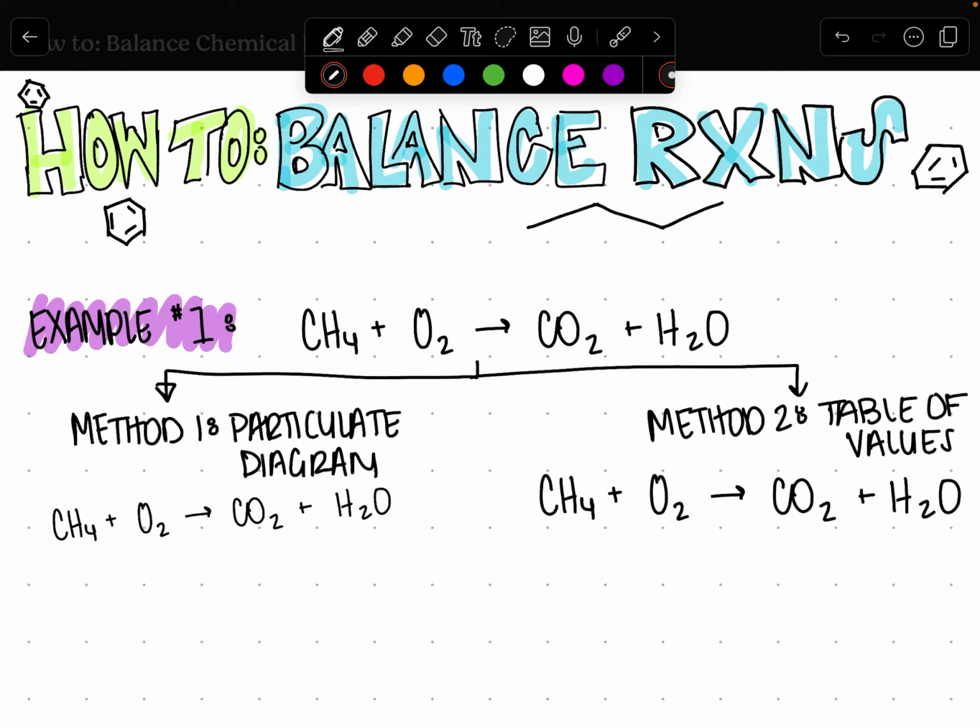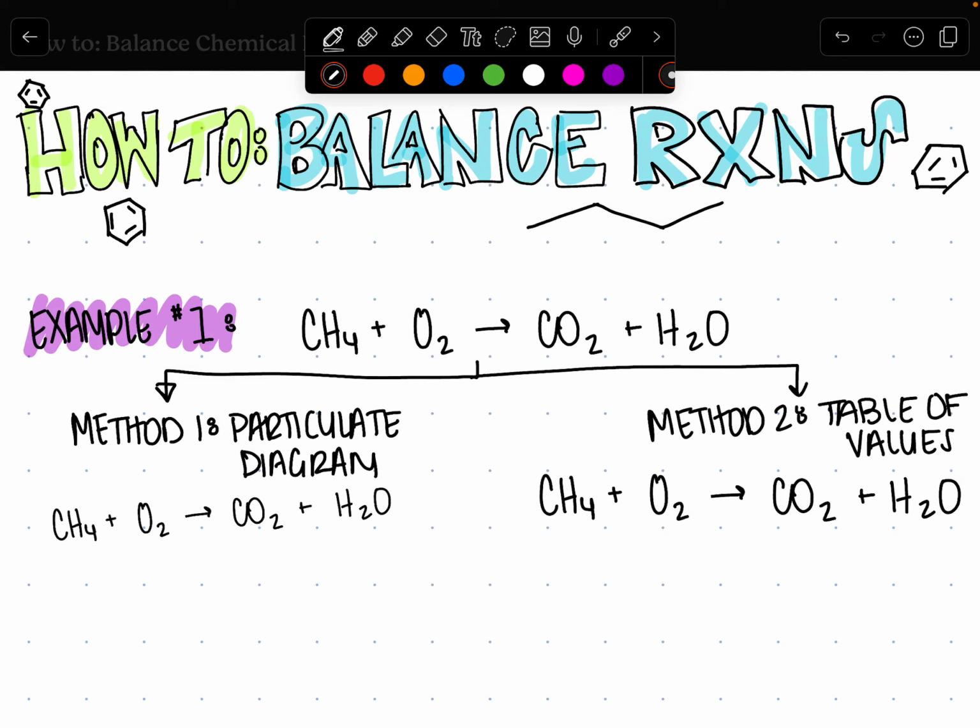So there are two methods that you can use to help you balance a chemical reaction. One of them is a particulate diagram, and the other one is a table of values. Particulate diagrams are helpful when you're dealing with simpler reactions, but the table of values is significantly more helpful when you're dealing with more complex reactions, and that one just always works. So we're going to walk through both of them.